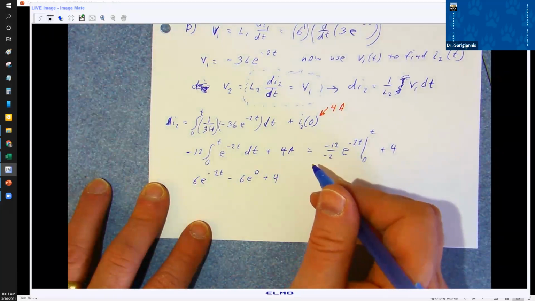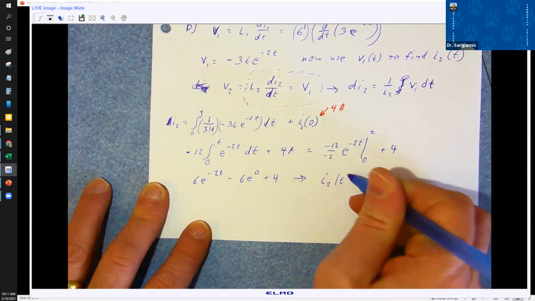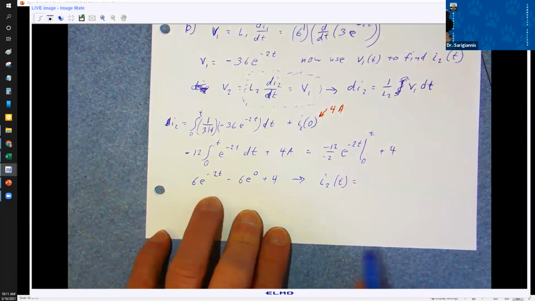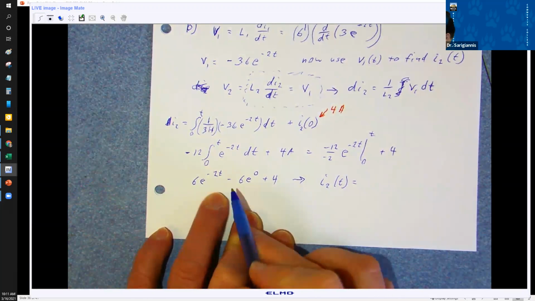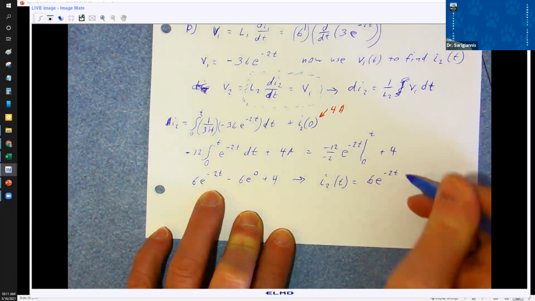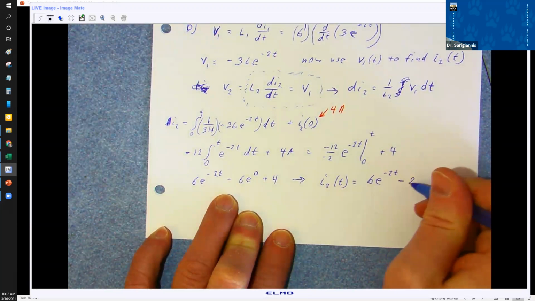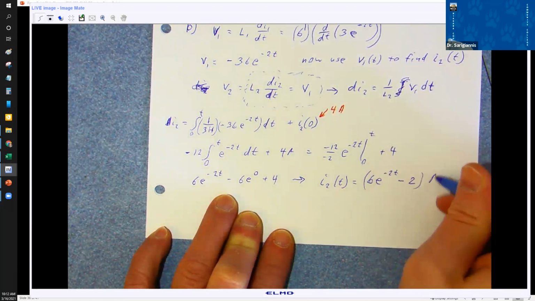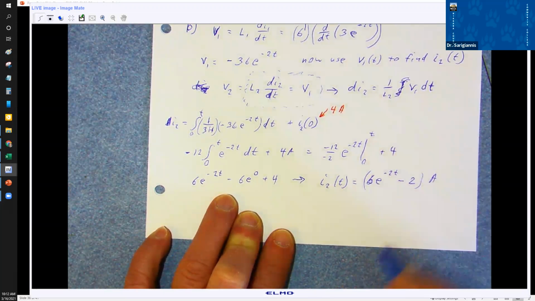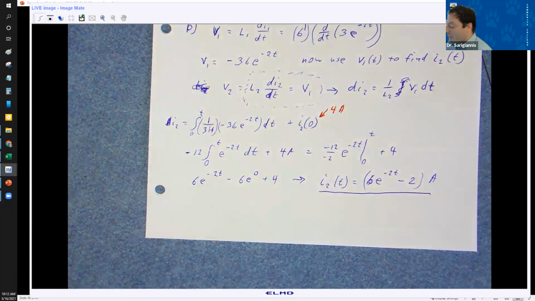So what do we got? We've got I2 of t equals, we're going to have 6 e to the minus 2t minus 6 plus 4 gives us a minus 2. I'm going to put this in parentheses and put the amps out there. So this is the formula for I2.